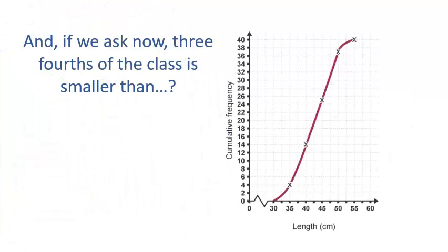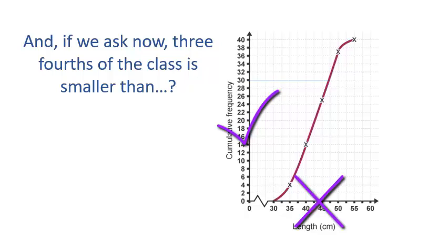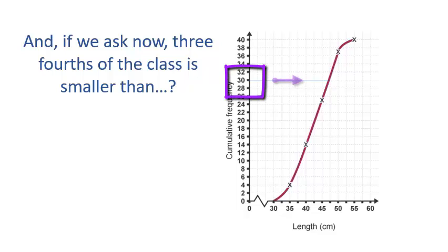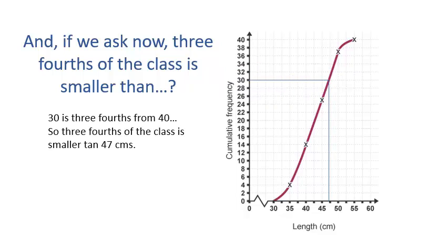Now the question is, 3/4 of the class is smaller than? So, the first thing we need to do is to calculate how many students are in 3/4 of the class. That means 40 divided by 4 and then times 3. That will give us 30. We enter from the frequency line and not from the length line because we are talking about students, the frequency. From 30 students to the right until we reach the curve and then go down, we may see that the result is approximately 47 centimeters.